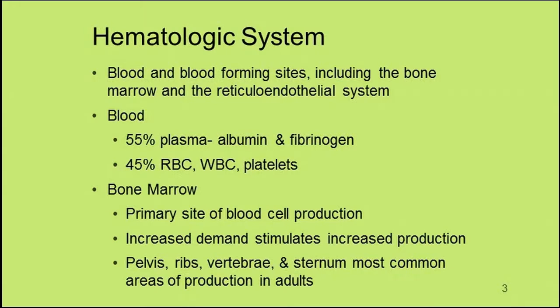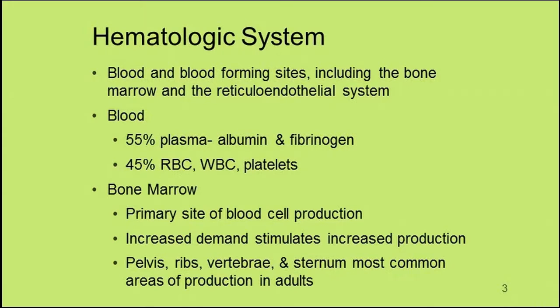The blood system, or the hematologic system, is also made up of not just blood and blood products, but the bone marrow and the reticuloendothelial system, which we will talk about a little bit, not in great depth, but we will talk about it briefly. So the hematologic system is made up of all of that, okay?